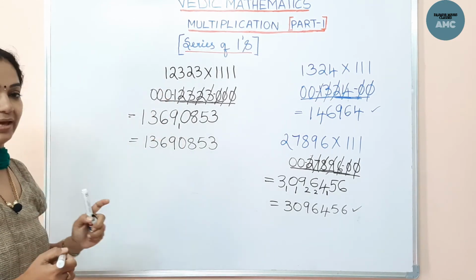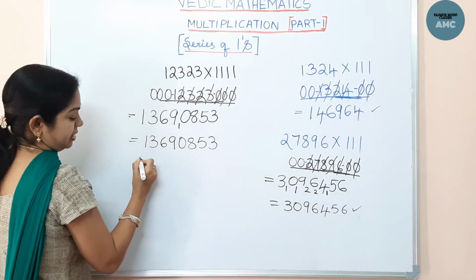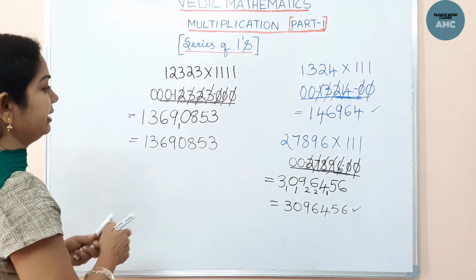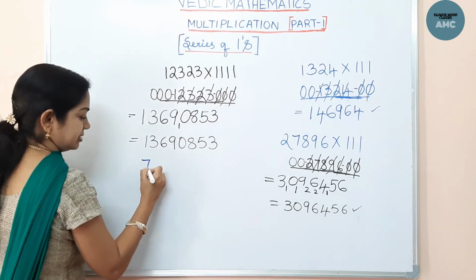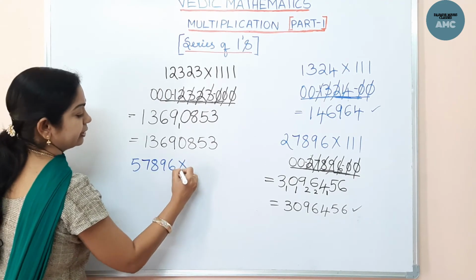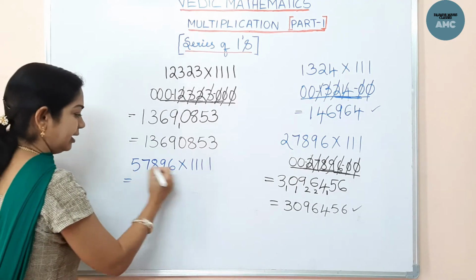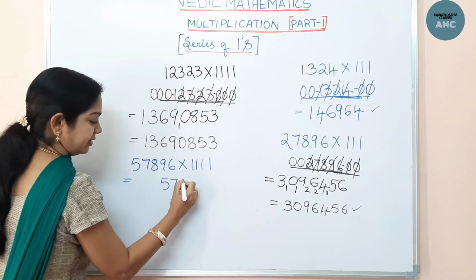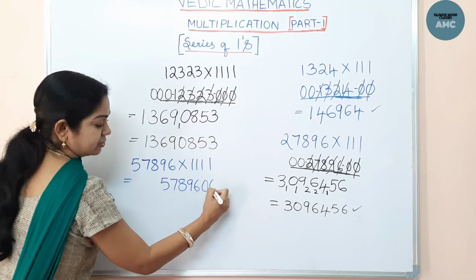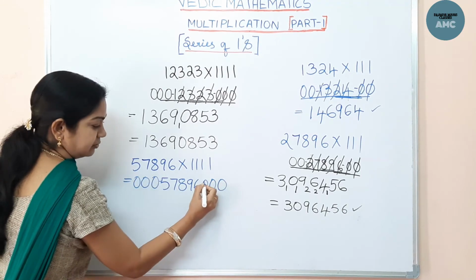Here we have only one carry, but we will take a bigger number so that we can understand for the 4 series. Let me take 7 5 7 8 9 6 into 4 ones. Let's start. Drop the number as it is, 7 5 7 8 9 6. Now 4 ones, so 3 zeros I have to add on both sides, right, here 3 zeros.